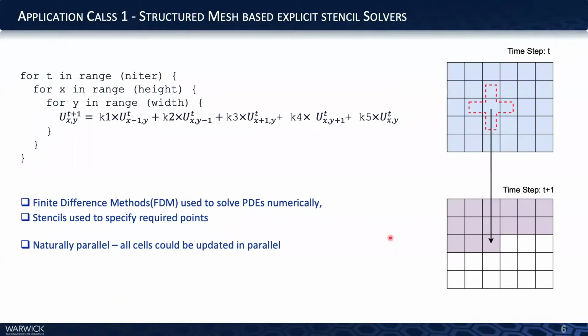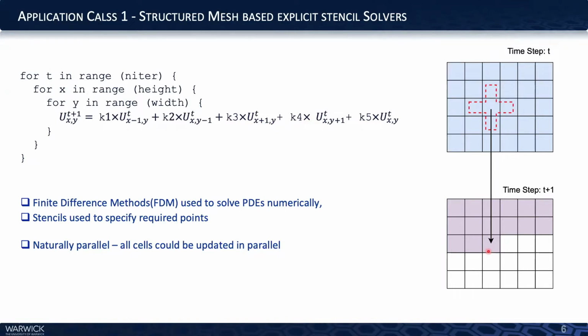Stencil computations are quite well understood. We see the following general setup in these applications. In this stencil loop, we are going to update all the values in time step t plus 1 using this expression. This expression requires 5 points, which are specified using this cross stencil, and we are going to multiply those mesh points with constants k1 to k5, and this expression can be evaluated and the mesh point at xy coordinates can be updated for time step t plus 1.